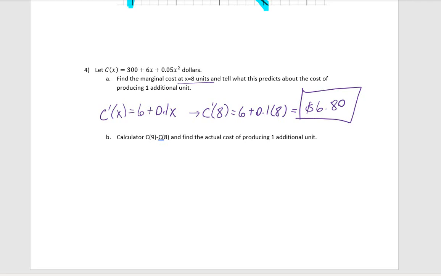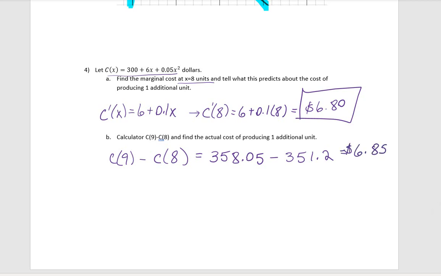So let's check this out and see if it's true. So let's do C of 9. So we're going to plug 9 into the original function up here, minus C of 8. So let's see. C of 9 is going to equal 358.05. And C of 8 is going to equal 351.2. So when we subtract those two from each other, what we get is $6.85. So remember, this is an estimate and this is the actual.